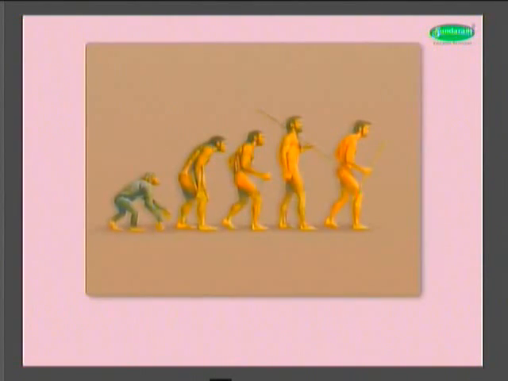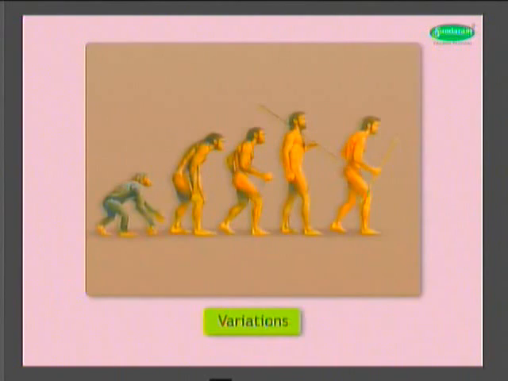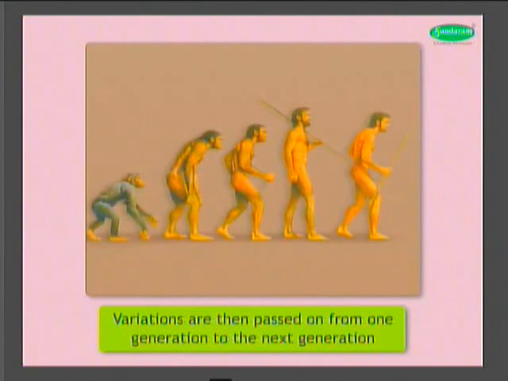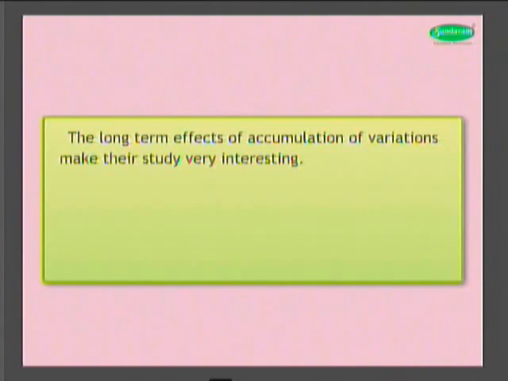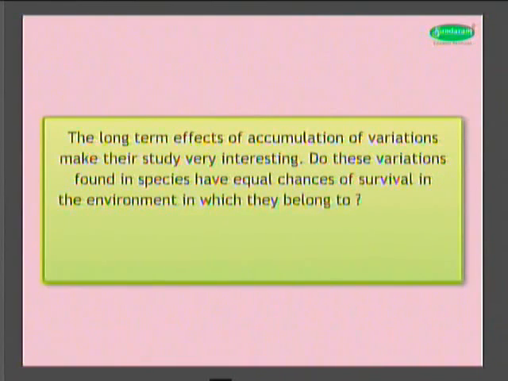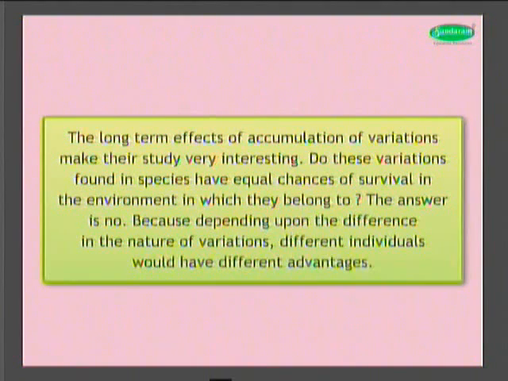Earlier in this chapter, we have discussed at length about the mechanism by means of which variations are created. These variations are then passed on from one generation to the next generation. The long-term effects of accumulation of variations make their study very interesting. Do these variations found in species have equal chances of survival in the environment in which they belong to? The answer is no, because depending upon the difference in the nature of variations, different individuals would have different advantages.